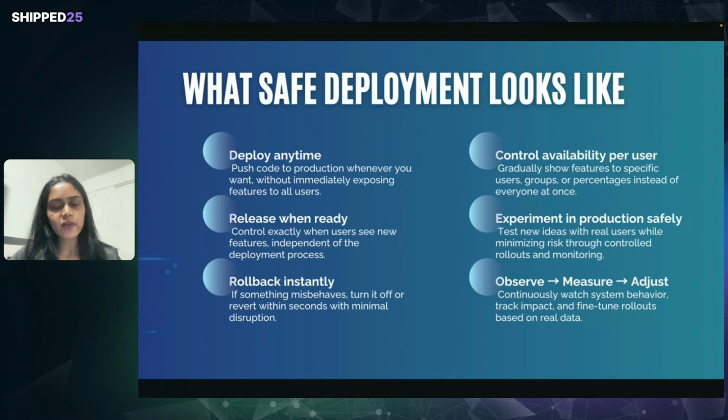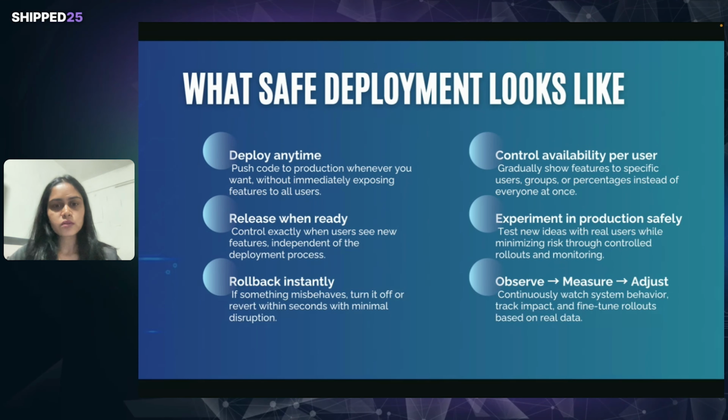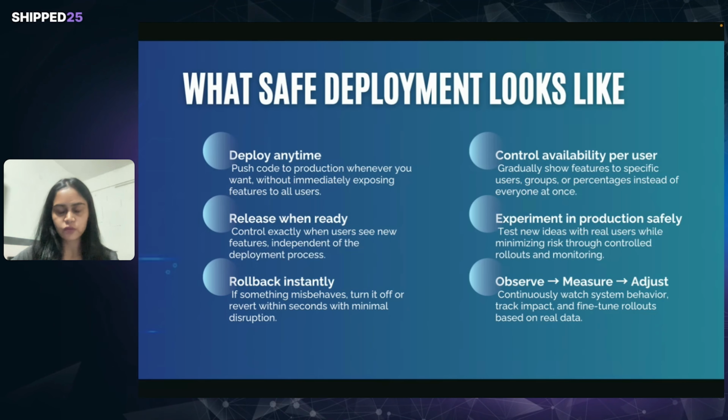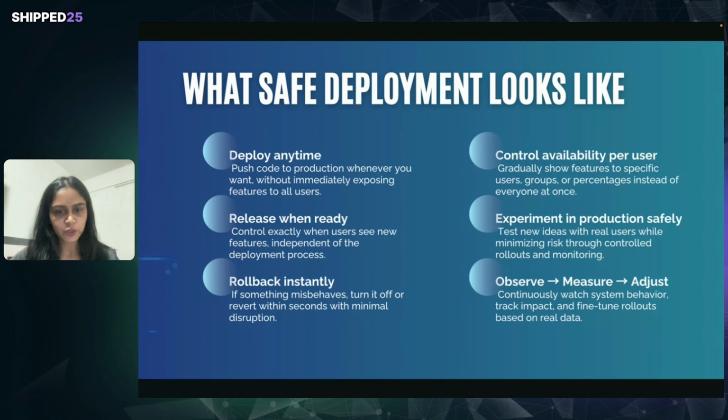And then we have the last point here: observe, measure, and adjust. This is the loop that we need to follow. We first need to observe, then we need to measure, and then we need to adjust the changes. This is how safe deployment should look.